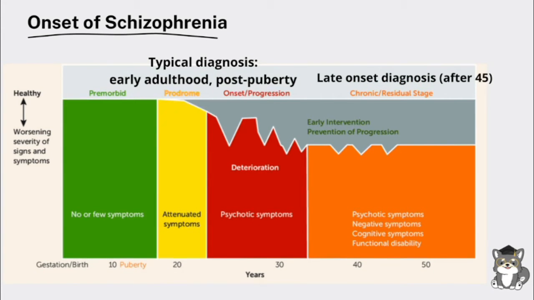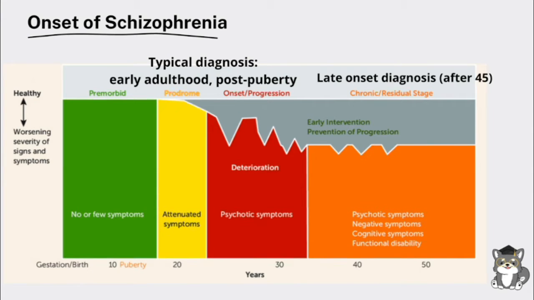Schizophrenia can also have a very specific onset, and there is a pattern seen in the diagnosed individuals. So typical diagnosis can occur, or most likely occurs, in early childhood and post-puberty. There are late onset diagnoses, which is defined as after 45, but that's not very common. In terms of the onset, there are 4 different stages. So the first stage is the premorbid stage, from birth to pre-puberty, where an individual can experience very few symptoms relating to schizophrenia or no symptoms at all.